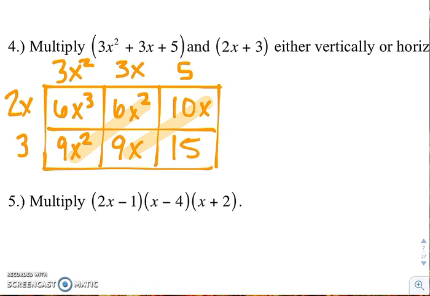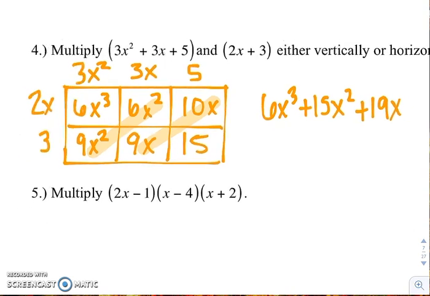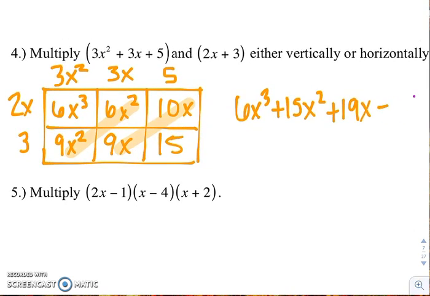So if you combine your like terms, you end up with just 6x cubed. 9 plus 6, 15x squared. 9 and 10, 19x. And then plus 15. And that's it. So you're more than welcome to FOIL or distribute. But I think a lot of you guys like using that rectangle, which is fine. Also, whatever works best for you.